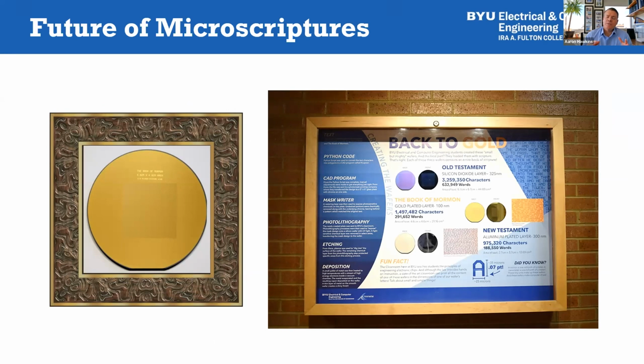And this was our original motivation for doing it. We have built a little display box outside of our clean room that shows Old Testament, Book of Mormon, and New Testament wafers out in the hallway. So if you ever visit the Clyde building, you can see these in person, both the backside of the wafer and the polished front side of the wafer. So displays are an interesting thing.